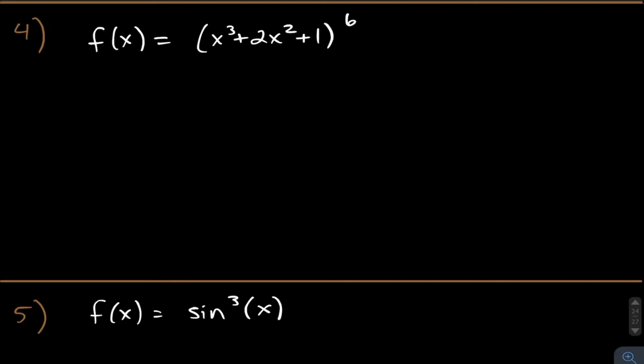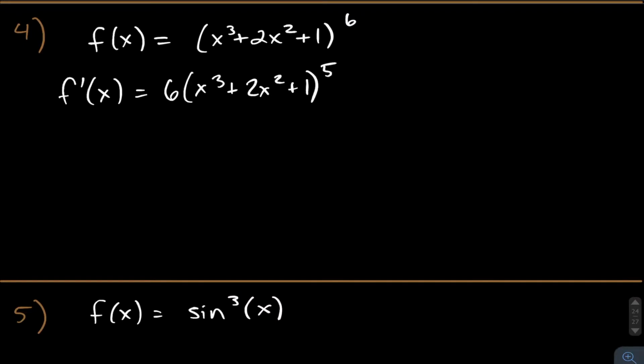So here's another function. We have x cubed plus 2x squared plus 1. That's all being raised to the 6th. Now you wouldn't want to multiply this thing out 6 times, right? So we're going to have to use chain rule. Okay, let's take the derivative of this function as we normally would if it was like x to the sixth. So we're going to have 6 times x cubed plus 2x squared plus 1 to the fifth.